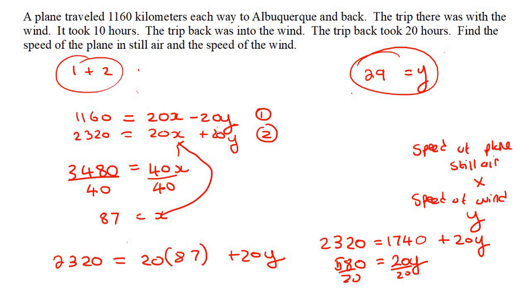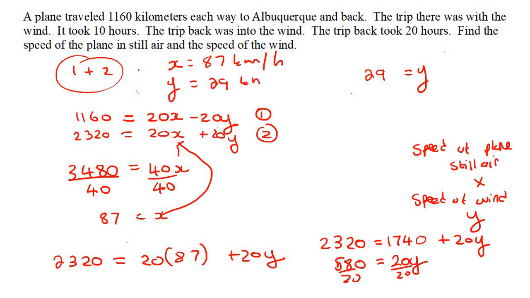So let's just make sure we've answered the question. It says find the speed of the plane in still air. So that was our x. It's always important that you know what x is. So x was your speed of plane in still air. So that's going to be 47 kilometers per hour. Whoa, why did I write 47? 87. So 87 kilometers per hour. Well, we're using kilometers and hours over here. And then y will be 29 kilometers per hour. Okay, and that would be the speed of the wind.